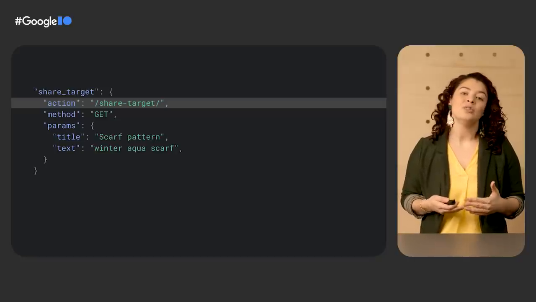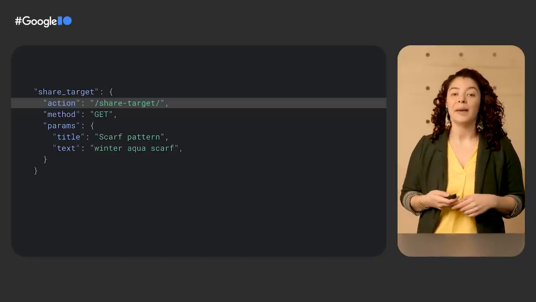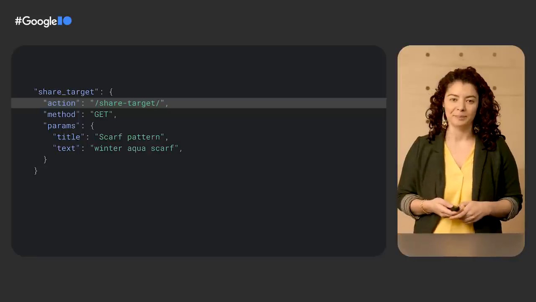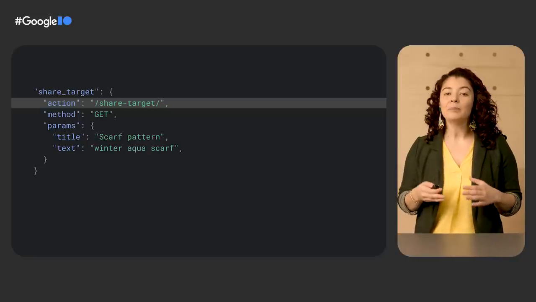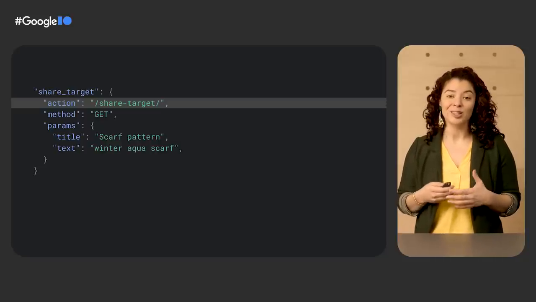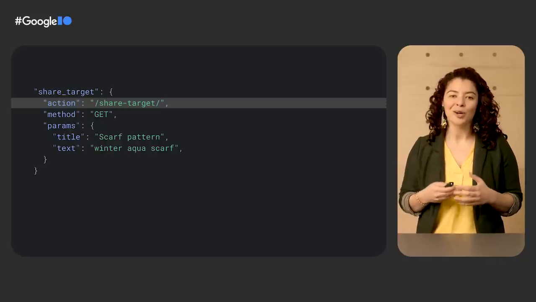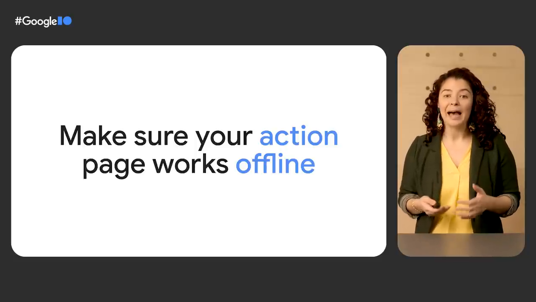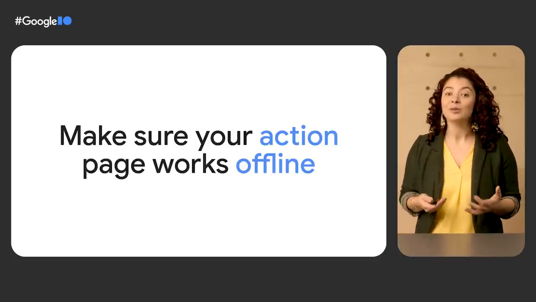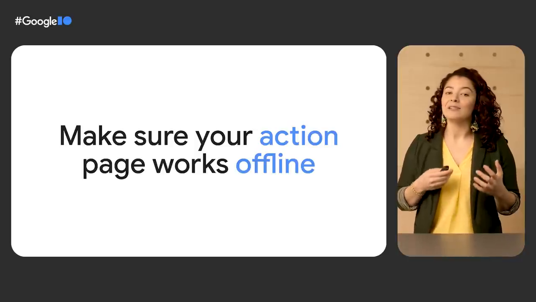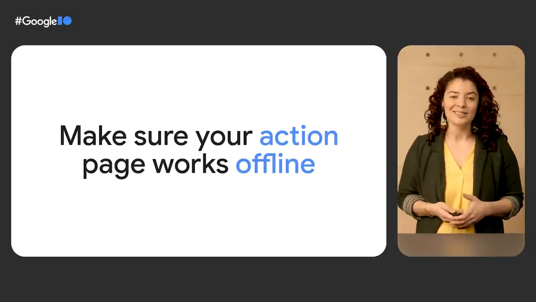As you can see, you specify the URL to the page that will handle the shared data in the action field. I will point out here that the action page that will handle the shared data should work offline. You don't want users choosing your app and then it not being available to process the data. So you might want to go back and revisit the offline section in this talk.